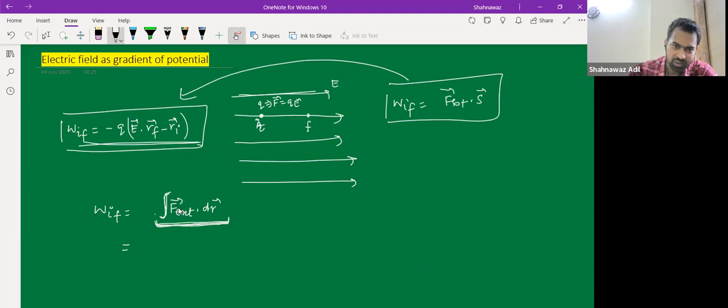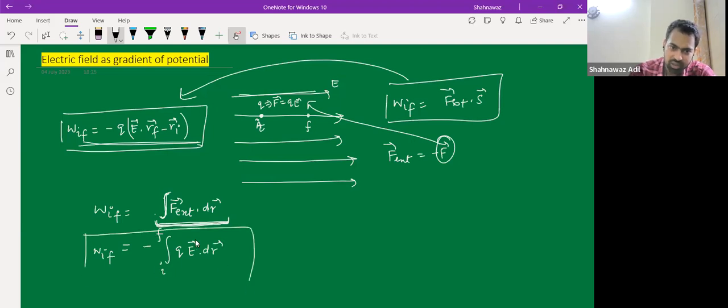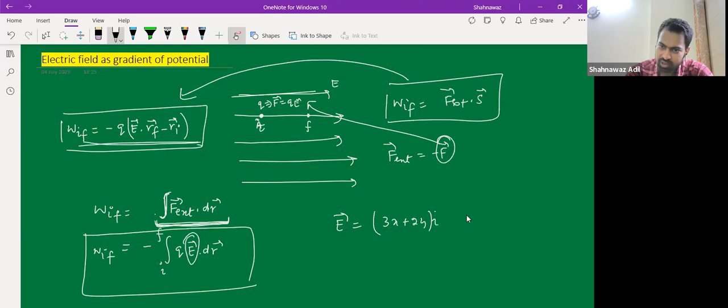Yes. So you know what F external is? F external is simply minus F, right? And F we know. So we can replace the F external value, and this would be, from initial to final, minus QE dot dr. So in these types of questions, you will be given some form of electric field. Let's say that E is (3x plus 2y) i hat plus 3y squared j hat.